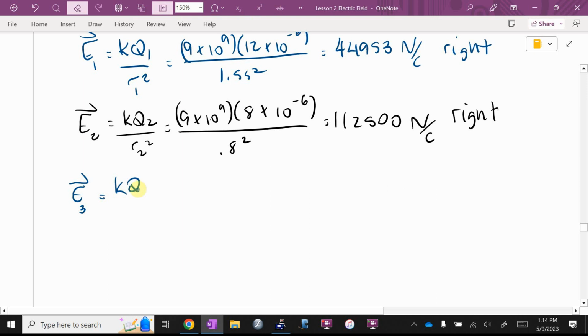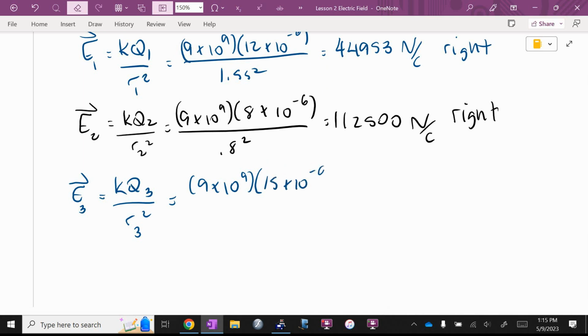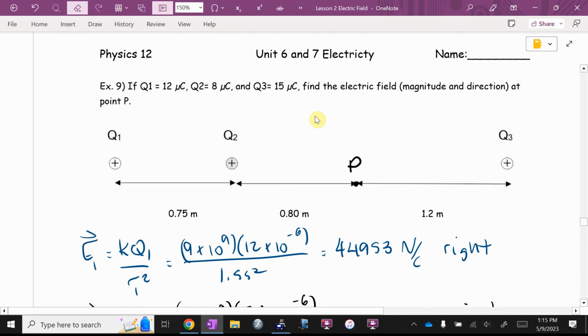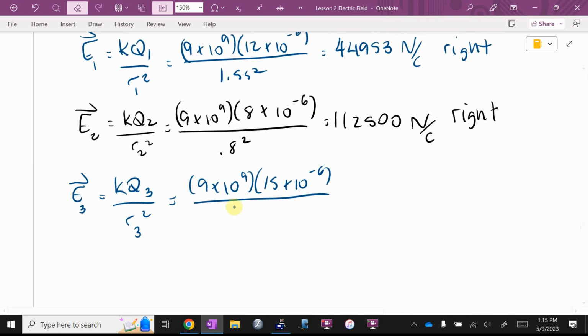So the third one's going to be KQ3 over R3 squared. 9 times 10 to the 9th. Ella, I've scrolled down. What was Q3? 15 microcoulombs? What was R3? Well, is it 1? Yeah, 1.2. I don't need to do an adjustment there. Don't forget the squared.